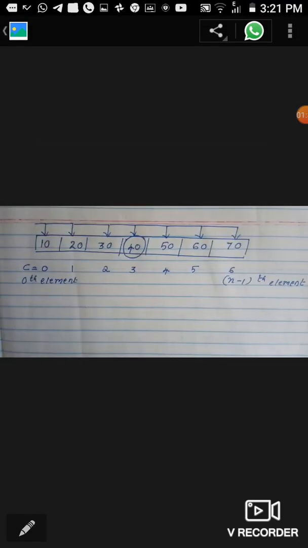Consider this example. Here you can see that the elements in the array are 10, 20, 30, 40, 50, 60 and 70. So there are basically 7 elements in your array. And you are going to search whether the element 40 is present in that array or not. So what you do is same like you search for sugar. You start from the first element. In an array, the first element is always called the 0th element. Similarly, the last element is the n minus 1th element. So if there are 7 elements, the last element will be the 6th element.